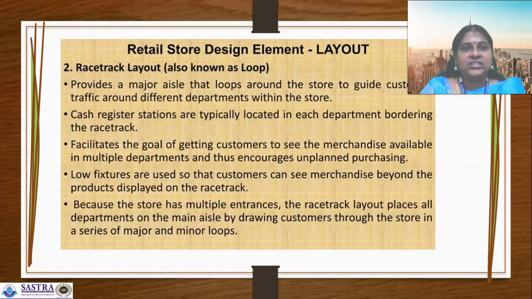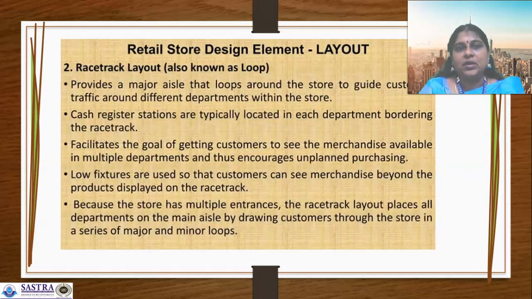Next is the racetrack layout. It is also called the loop layout. It provides a major aisle that loops around the store to guide customer traffic around different departments within the store. Cash register stations are typically located in each department bordering the racetrack. It facilitates the goal of getting customers to see the merchandise available in multiple departments and thus encourages unplanned purchasing, which is otherwise called impulse buying.